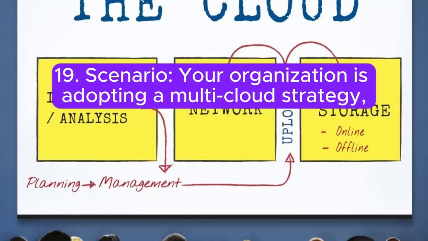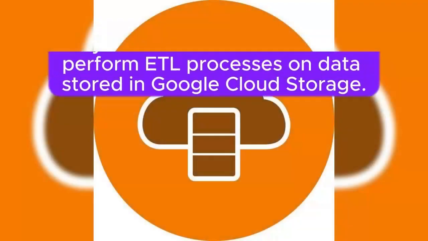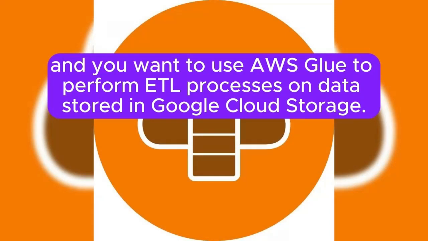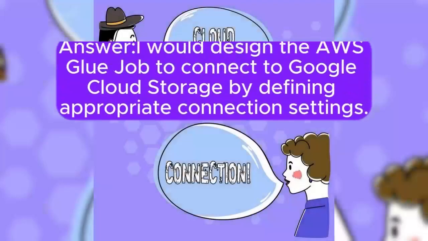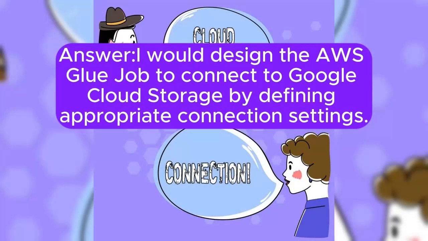19. Scenario: your organization is adopting a multi-cloud strategy, and you want to use AWS Glue to perform ETL processes on data stored in Google Cloud Storage. How would you design an AWS Glue job to efficiently process and transform data residing in a different cloud storage environment? Answer: I will design the AWS Glue job to connect to Google Cloud Storage by defining appropriate connection settings.